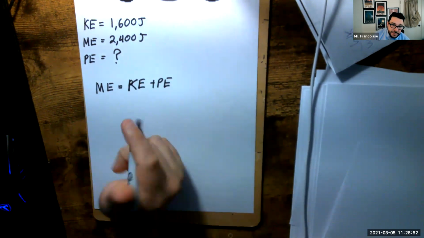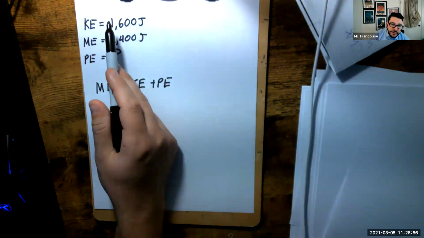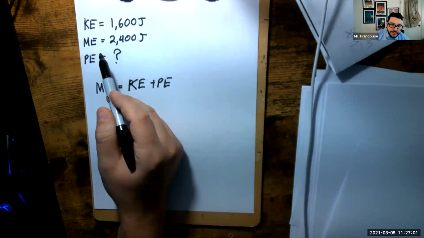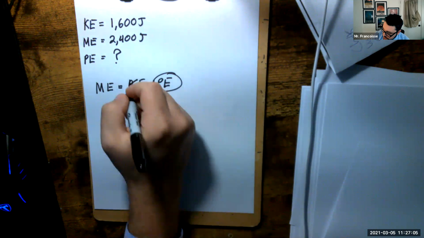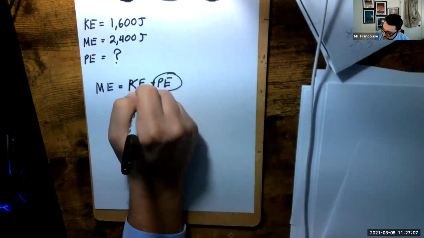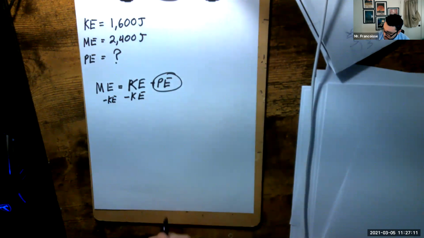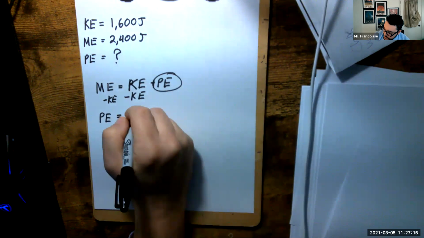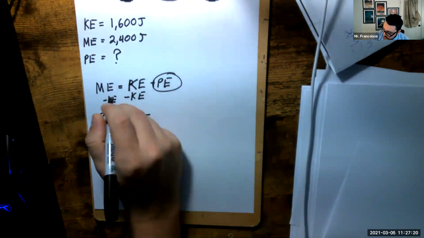So from here, it's really simple. We know our mechanical, we know our kinetic. So what we're solving for is we want to find potential energy. So let's just subtract kinetic energy from both sides. So this would mean our potential energy is going to be equal to mechanical energy, ME, minus our kinetic energy.